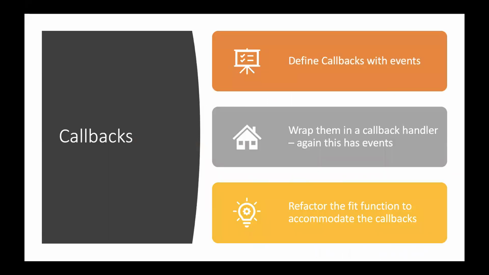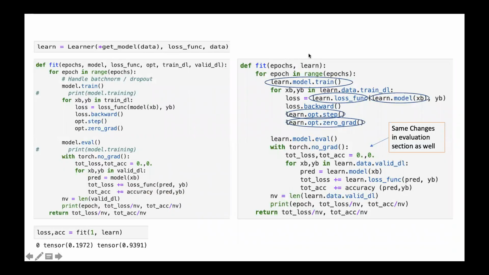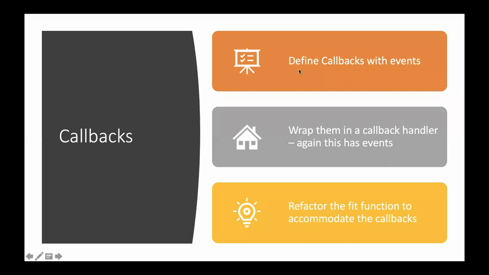Okay, so let us see how Jeremy has taken this forward for us in terms of callbacks. He says, let us first take something called a callback. Let us make a class out of it and describe events or methods for that. We can then wrap this callback in something called a callback handler. And again, this callback handler has separate events. And then what we will do is refactor this fit function that we have here, which already is optimized for now, with the use of these callbacks. So that's the flow of what we're going to see in the callbacks.